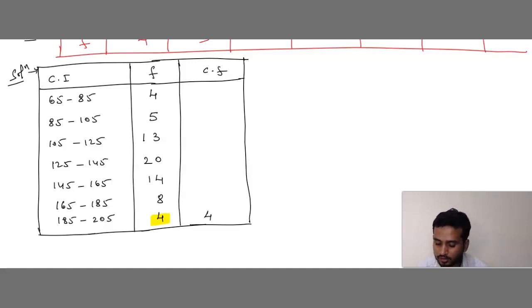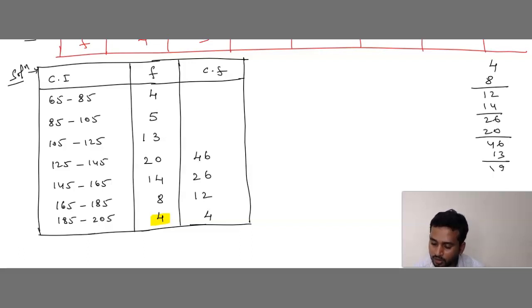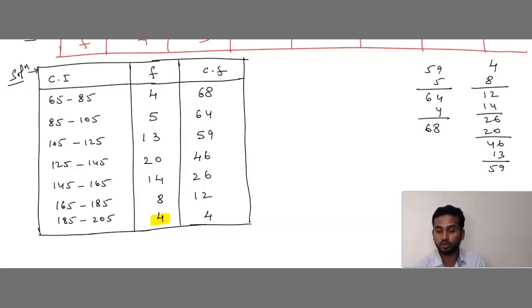So write 4 as it is. Next, 4 we have written as it is. 4 plus 8, how much? 12. Write 12 here. Again 12 plus 14, that is 26. Write 26 here. 26 plus 20, that is 46. Write 46 here. 46 plus 13, that is 59. Write 59 here. 59 plus 5, that is 64. Write 64 here. 64 plus 4 is how much? 68.